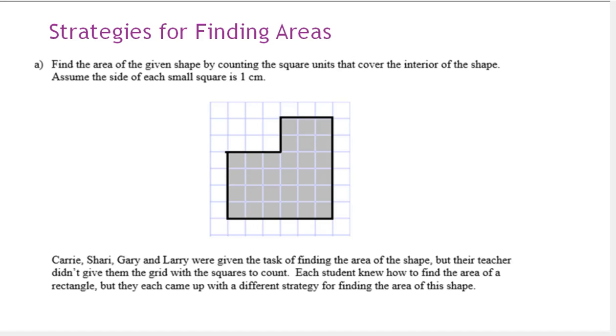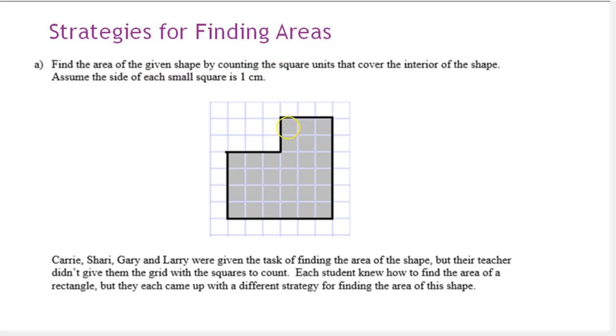In this video, we're going to look at numerous strategies for finding areas. So here's a strategy we've looked at before, so let's review it. Find the area of the given shape by counting the square units that cover the interior of the shape. Assume the side of each small square is 1 centimeter.